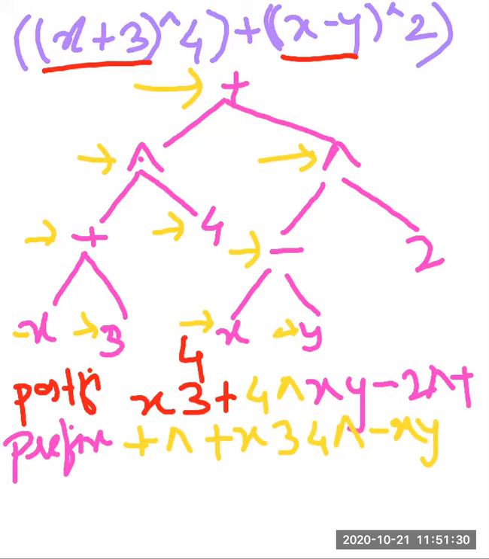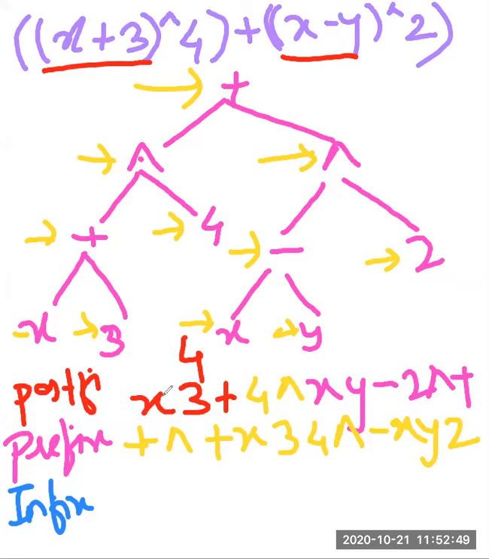Go to minus sign. Any more subtree left for minus sign? No. Any more subtree left for the exponent? Yes. So go to here, 2. Mark 2 to be visited. Any subtree to 2? No. And so this is the prefix form of the expression.